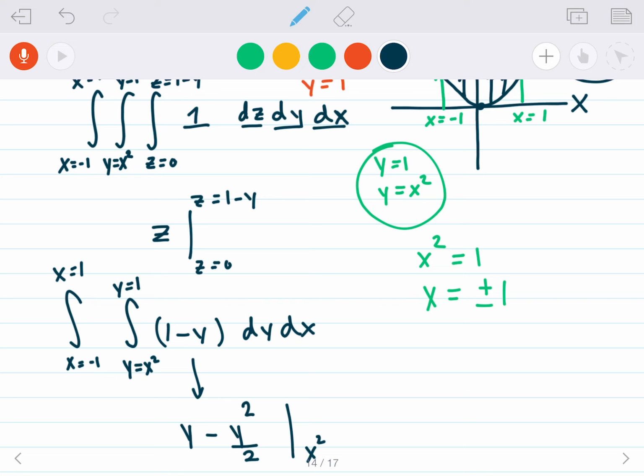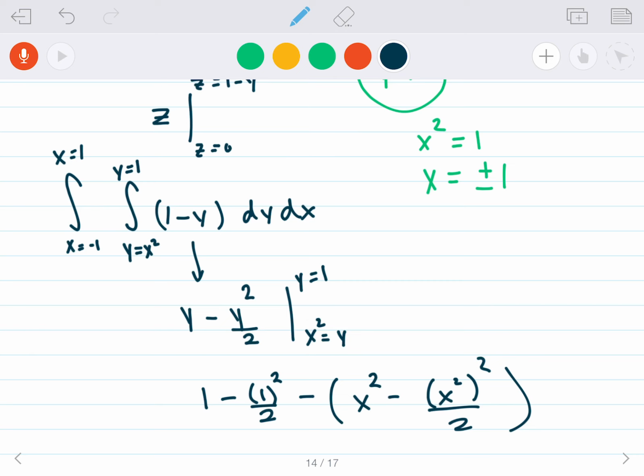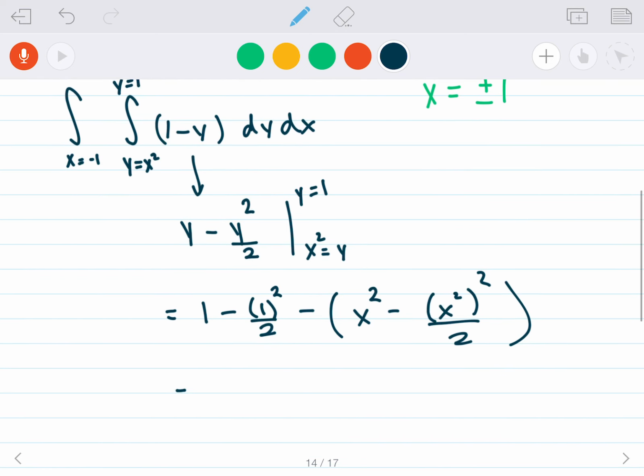Alright, so now integrating with respect to y, this becomes y minus y squared over 2, and we're going from x squared to 1. Okay, so plugging in for y, we get 1 minus 1 squared over 2, minus x squared minus x squared squared over 2. And we can clean this up a little bit. So 1 minus a half is a half, minus x squared plus x to the 4th over 2. Okay, so that's done for y.